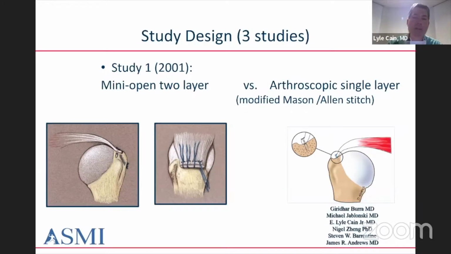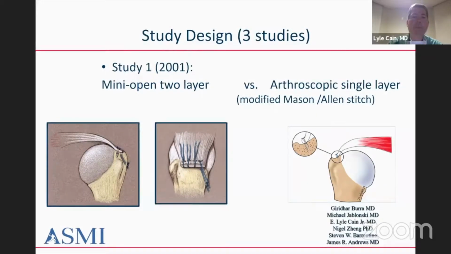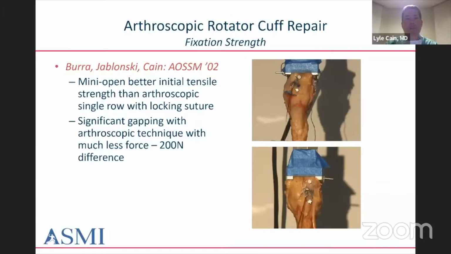But we modified this by putting a locking suture in called a modified Mason Allen stitch. And we did this in the lab. It was a little bit cumbersome to do, but we did it and we got really good fixation. We thought this was going to be a great opportunity to match what we did open. And what we found was that the mini open was much better with initial tensile strength than the single row arthroscopic knots, and that the arthroscopic knots had significant gapping with much less force.